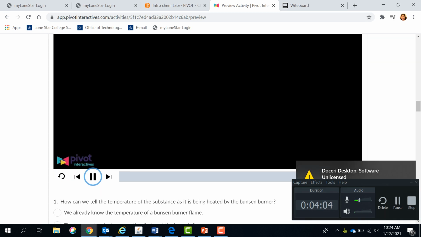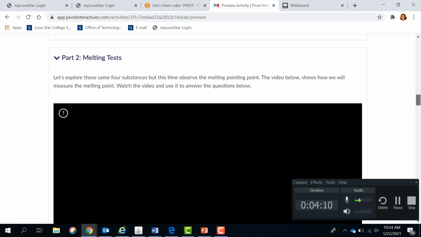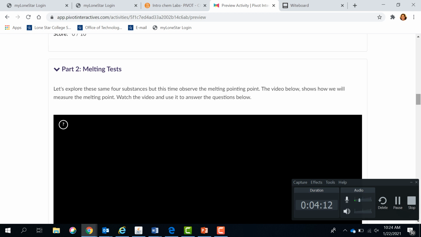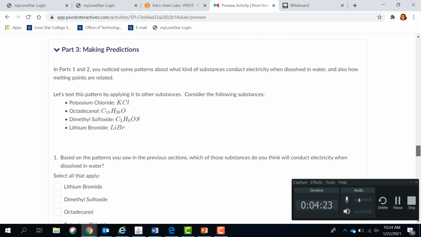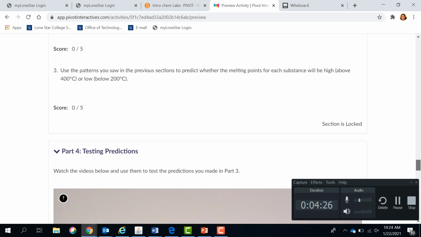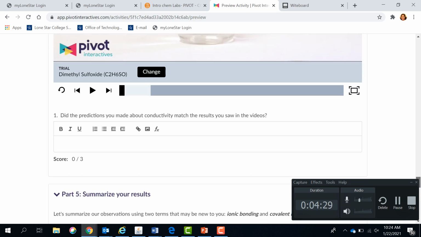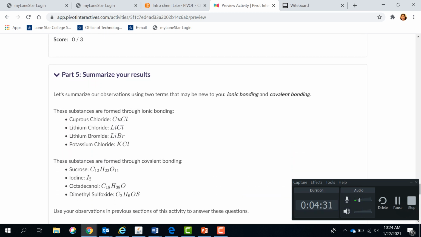And when we go to part two, you will see the melting points. This simulation is showing you how to find the melting point. And you will understand the pattern. An ionic compound has a higher melting point than the covalent compounds. So in that way, you can record it and then answer these questions and come to the prediction. This is what this lab is about, so you can come up to the conclusion, summarizing your conclusion.